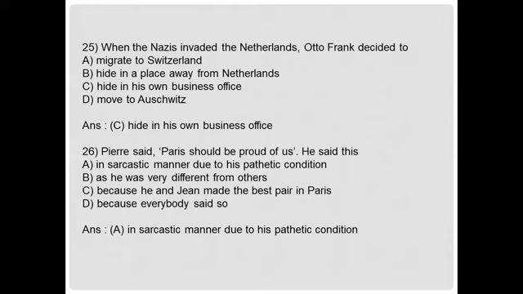Next, Paris said, Paris should be proud of us. He said this A. In sarcastic manner due to his pathetic condition. B. As he was very different from others. C.